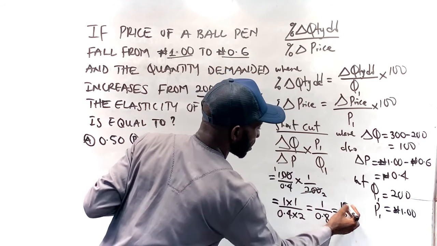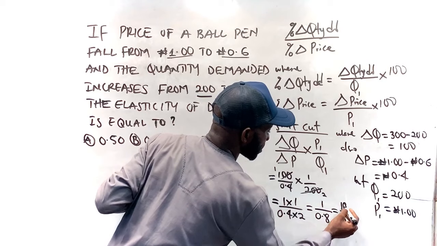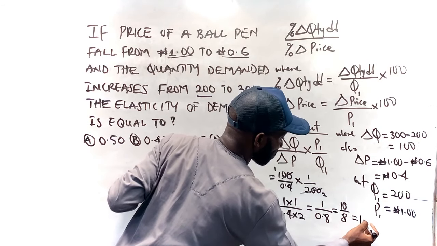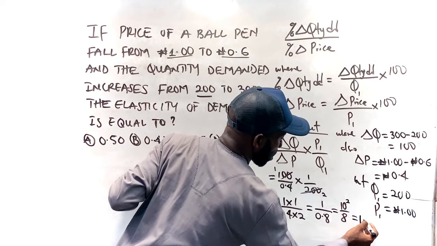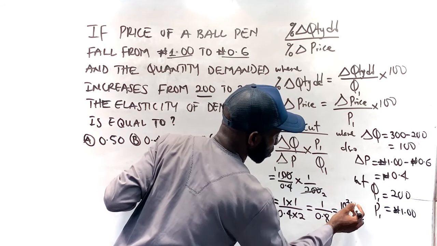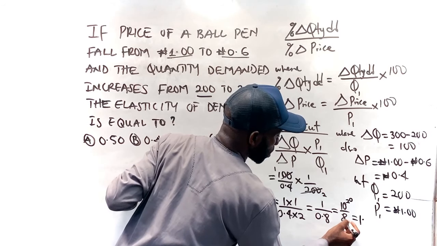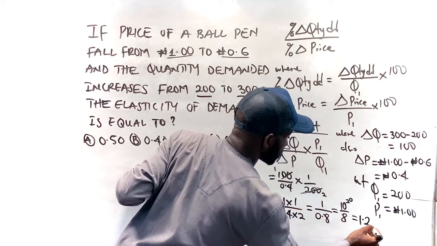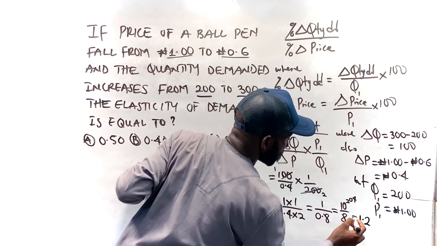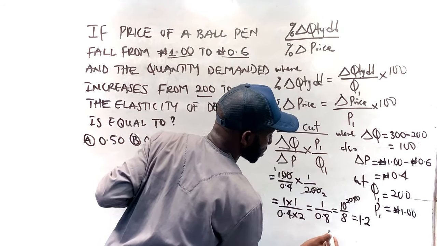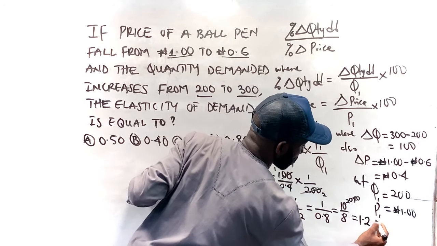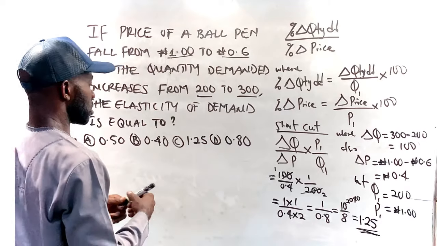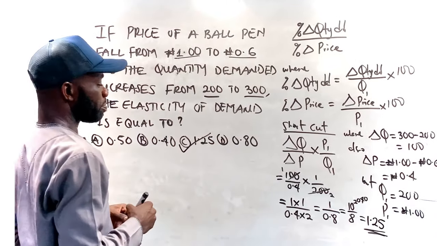And 10 over 8: 8 in 10 will give you 1, and then you have 2 left. We have a decimal point coming, so we add 0 to the 2. You have 8 in 20, that gives you 2, and that's 16. You have 4 left, and then you add your 0 again. 8 in 40 will give you 5, and that's 1.25, which is option C. So option C is your best answer.